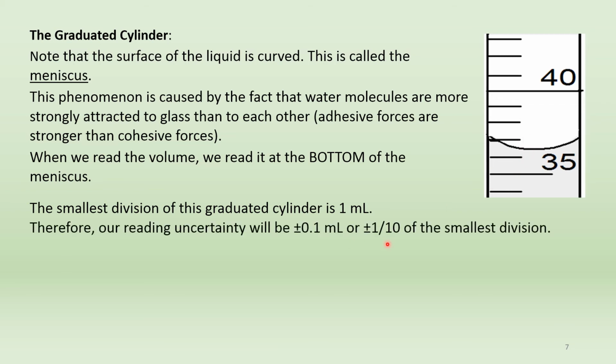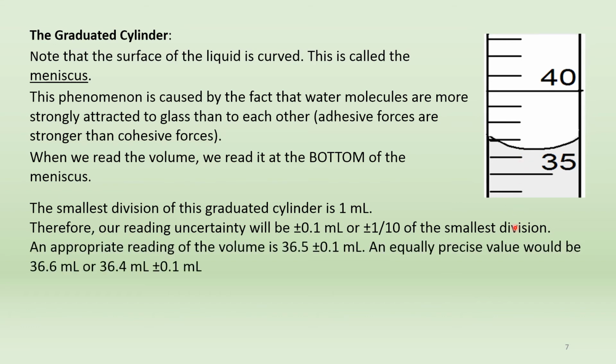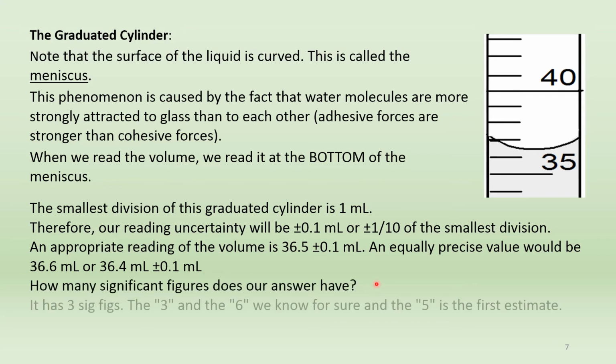1/10 the smallest division is 1/10 of a mil, so that would be to the nearest 0.1. I would call that 36.5 milliliters. Now, an equally precise value would have been, say, 36.6 or 36.4 plus or minus 0.1. So how many sig figs does that have? Well, it has 3, because the 3 and the 6 are known for sure, and the first estimate, 0.5, is also significant.